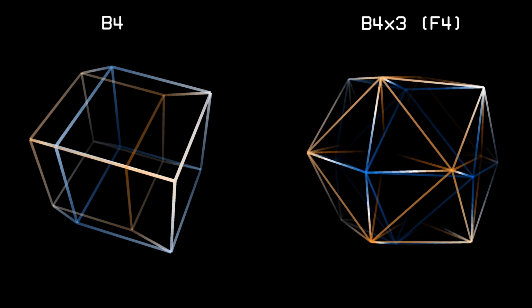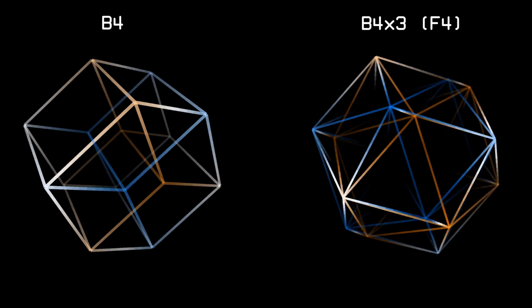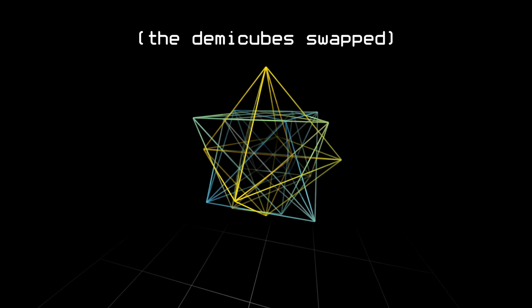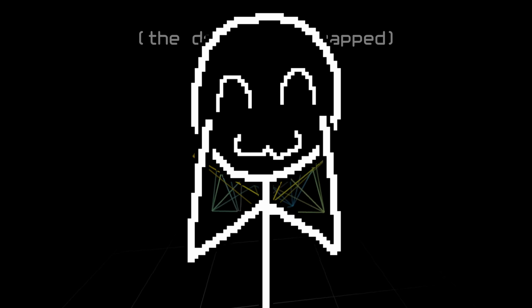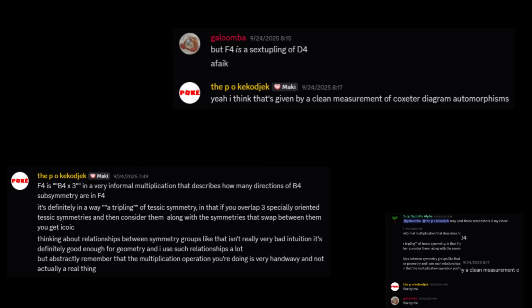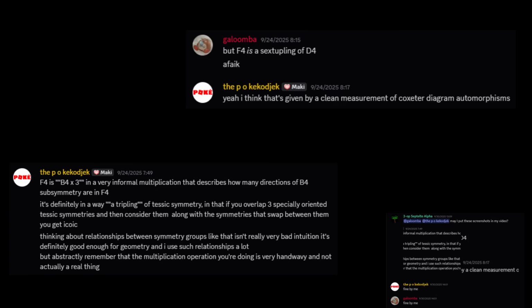It's worth noting that B4 is not a normal subgroup in F4, which means that transforming B4-wise changes the other two B4s. However, D4 is a normal subgroup in F4, so D4 times 6 is inarguably F4.